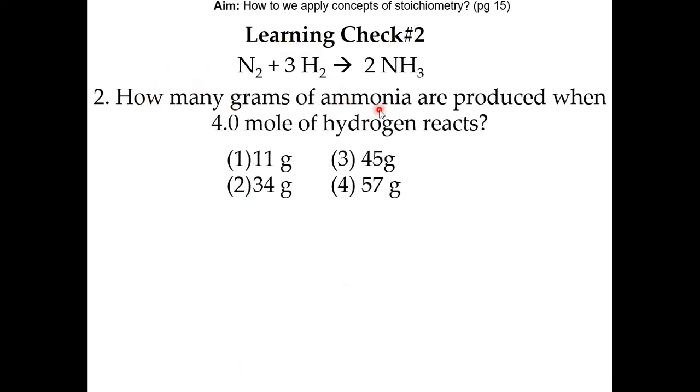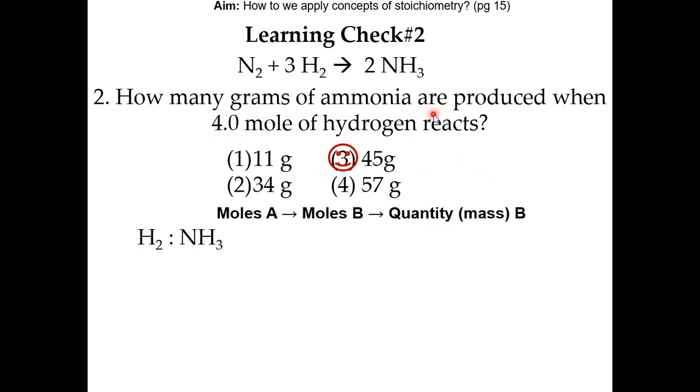Learning check number 2. How many grams of ammonium are produced when 4 moles of hydrogen reacts? Pause the video and resume once completed. So the answer is choice 3, 45 grams. How do we get that? We use the same general strategy. Moles of A to moles of B give us quantity B in terms of mass. Based off the question, we're given 4 moles of hydrogen and we want the grams of ammonia. So we're going to set up a mole ratio between hydrogen and ammonia.